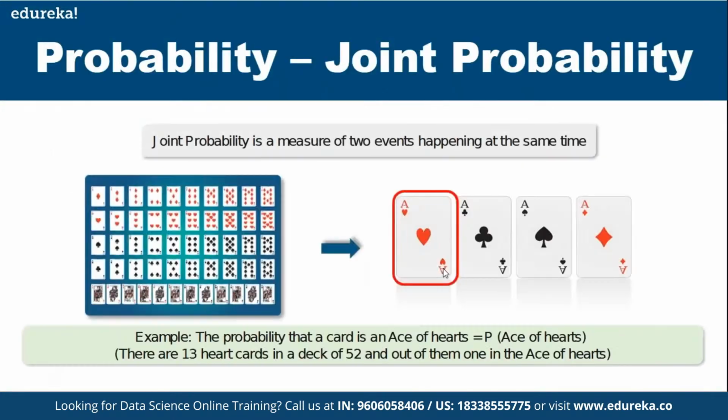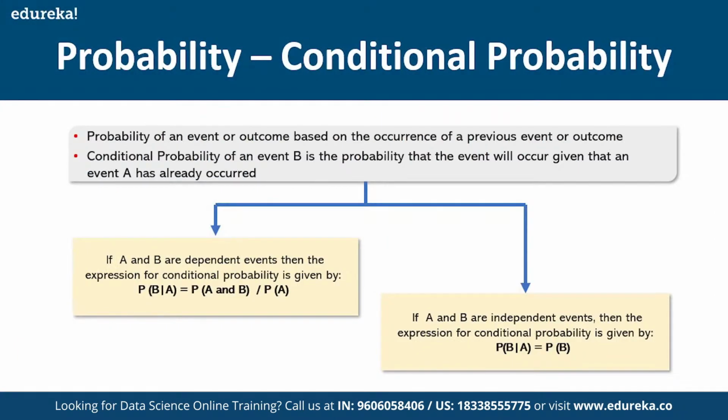And joint probability is two events happening at the same time. Like if you say, I want to know the probability of an ace and a king coming together, something like that. And conditional probability is like an influential factor: the probability of one event happening based on the occurrence of another.